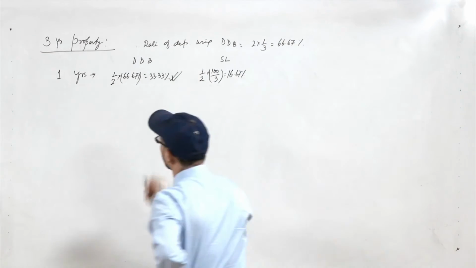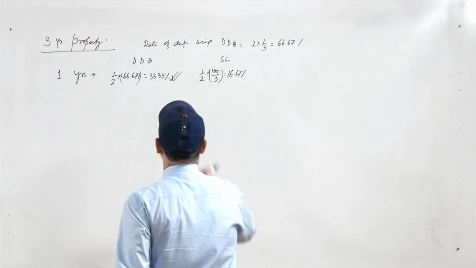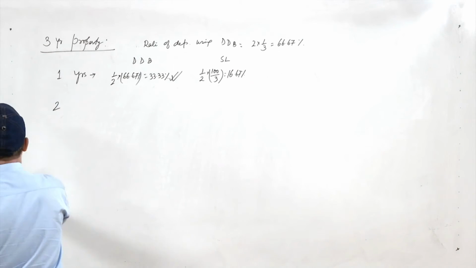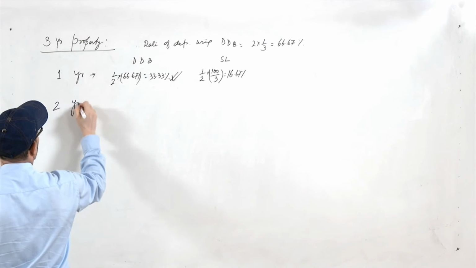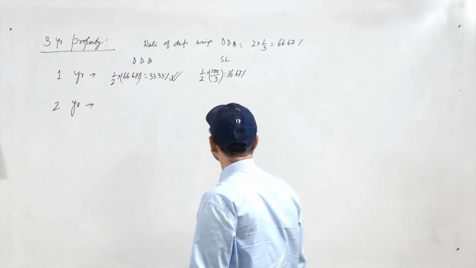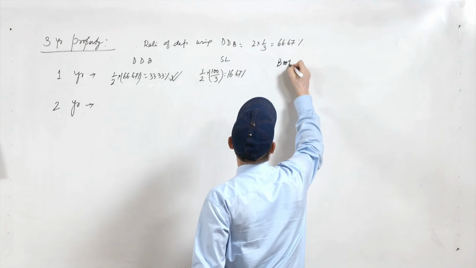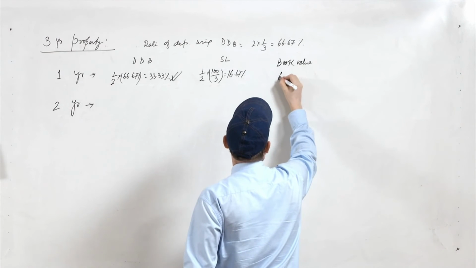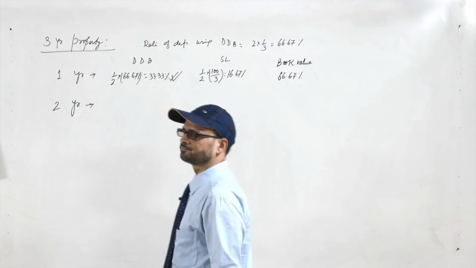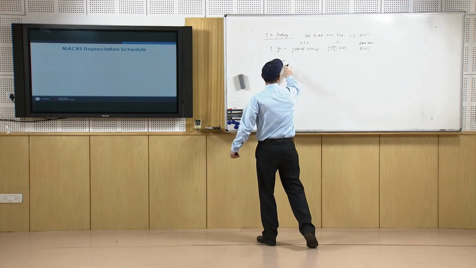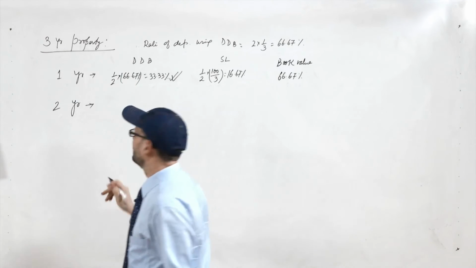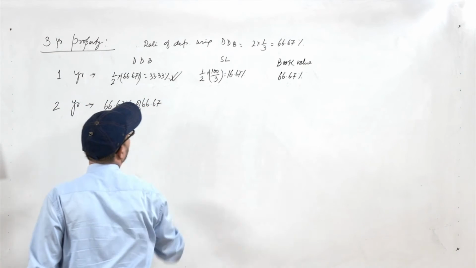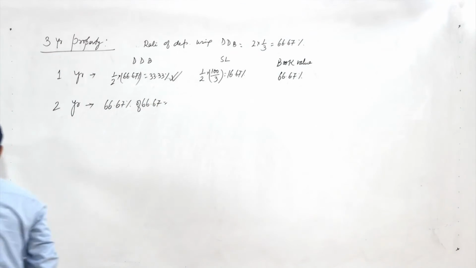So, basically using the DDB method you go to the second year. In the second year, your book value which is remaining at the end will be 100 minus 33.33. So, it will be 66.67. So, in the second year, now your rate of depreciation is 66.67%. So, it will be 66.67% of 66.67.